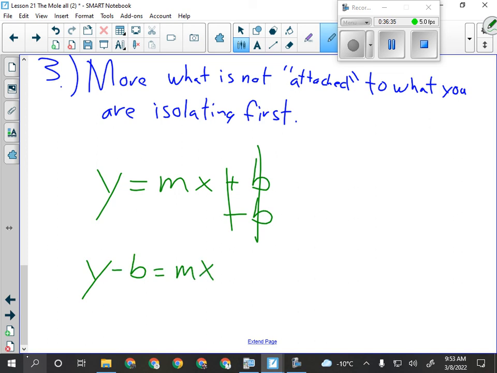All right. I need to get m by itself. What do I do with x? Divide it. Right? If I want to move something, I do the opposite. Right now I'm multiplying by x, so to move x over, I divide by x. Boom, I just solved for m.